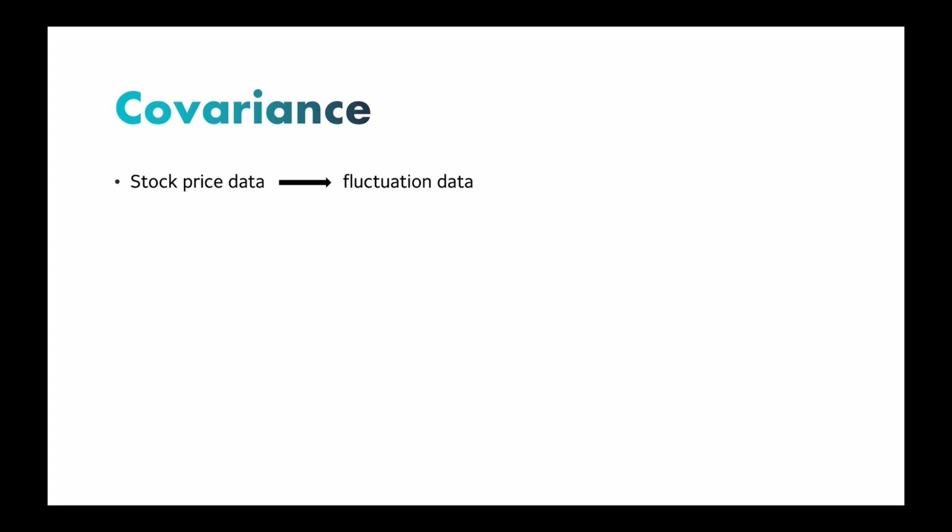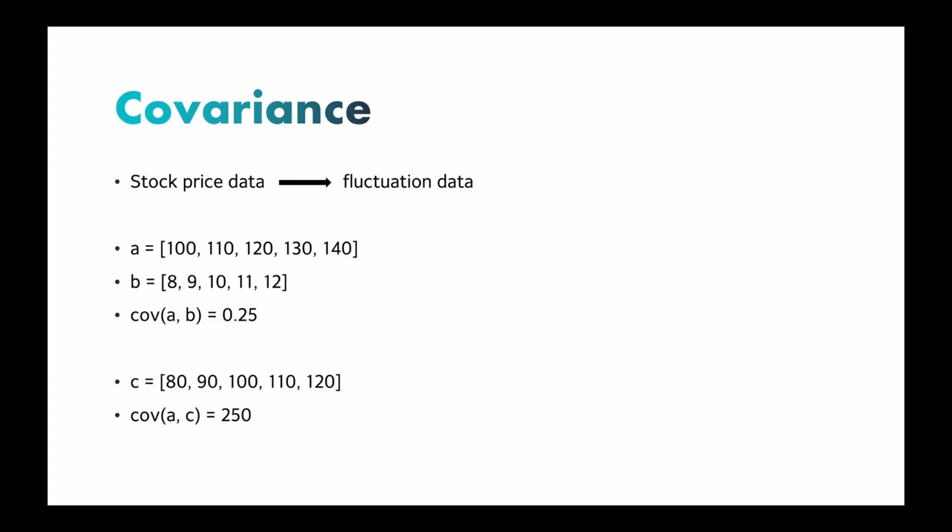When calculating the covariance matrix, we use the fluctuation of the stock price rather than the stock price itself. This is because if we use stock price as the data, the covariance value will differ a lot depending on the stock price. For example, the covariance value of matrix A and B is 0.25 and the covariance value of matrix A and C is 250. But the stock price matrices AB and AC have the same rate of change, yet the covariance value is 10,000 times different.